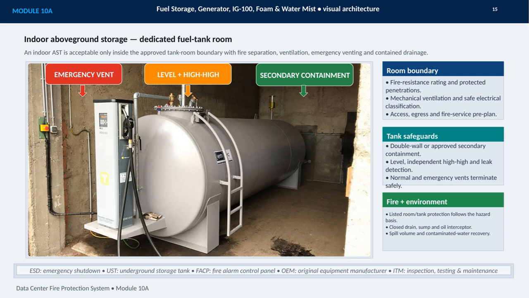The room and tank protection should match the documented hazard basis, while drainage should remain closed and route spills to a sump and oil interceptor. Planning must also account for spill volume and recovery of contaminated water. Together, these measures support emergency shutdown, fire alarm response, and ongoing inspection, testing, and maintenance.